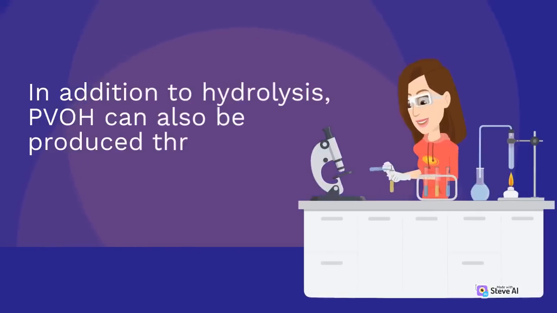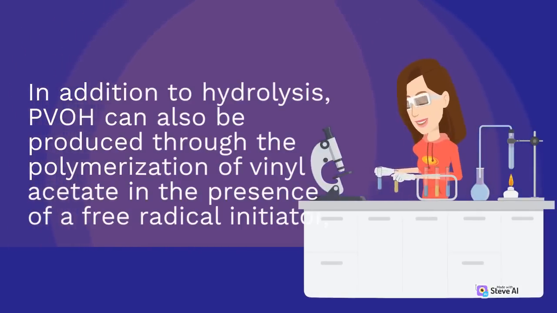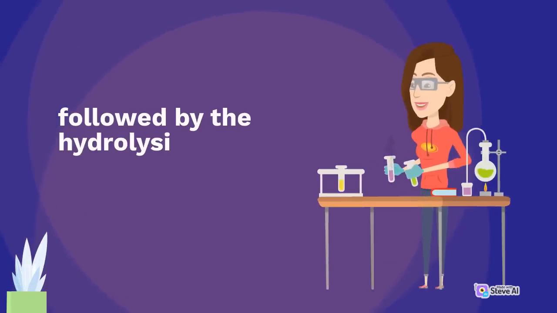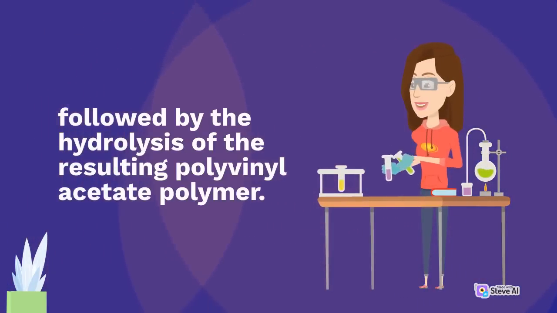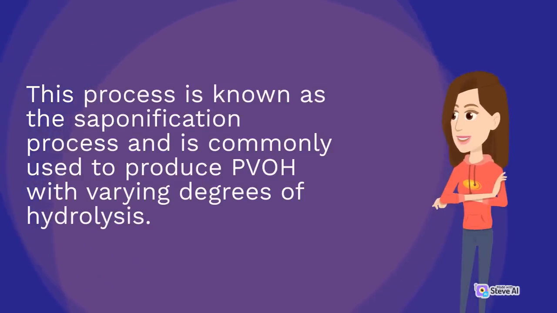In addition to hydrolysis, PVA can also be produced through the polymerization of vinyl acetate in the presence of a free radical initiator, followed by the hydrolysis of the resulting polyvinyl acetate polymer. This process is known as the saponification process and is commonly used to produce PVA with varying degrees of hydrolysis.